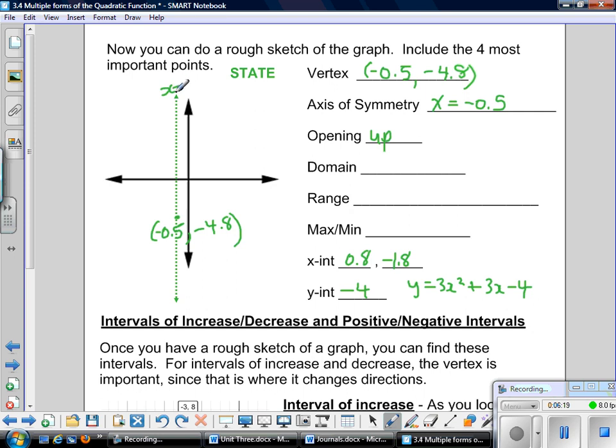Okay, x equals negative 0.5, and we know it crosses at 0.8, which is over here, and negative 1.8. So this is 0.5, so somewhere like this. Okay, so we know that is 0.8, and this is negative 1.8. We could also put our x is negative 4, which is approximately here.